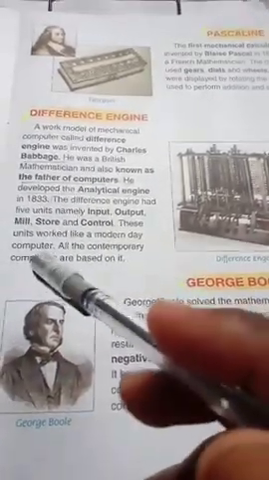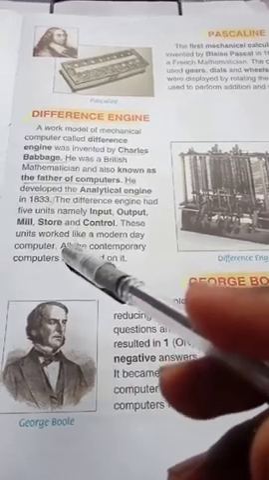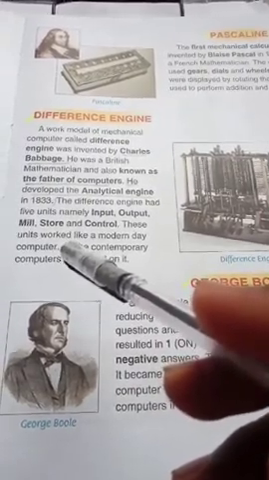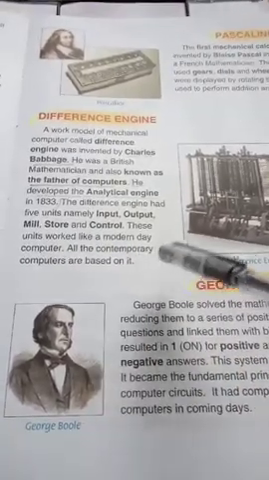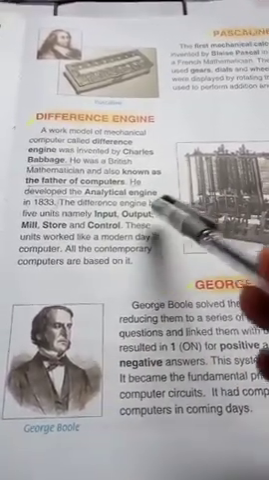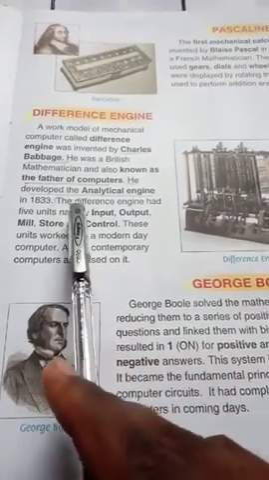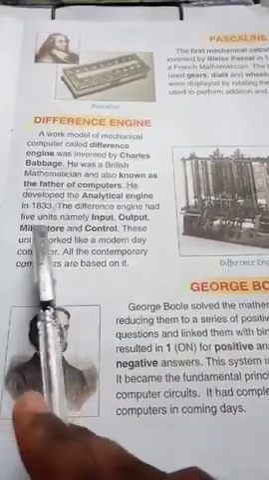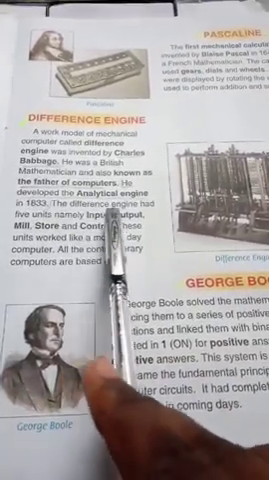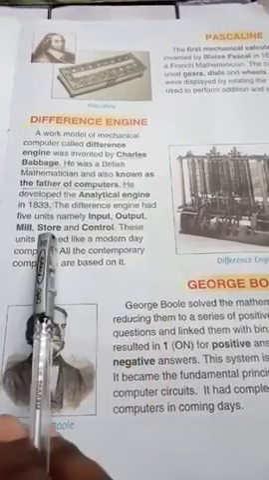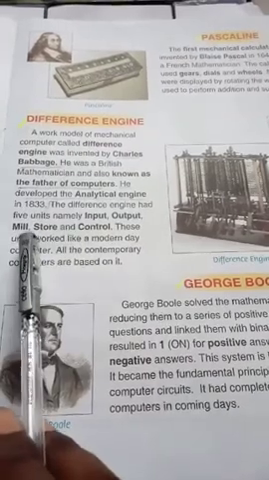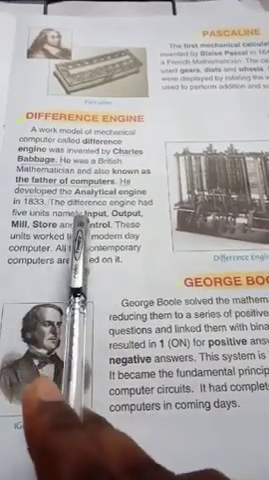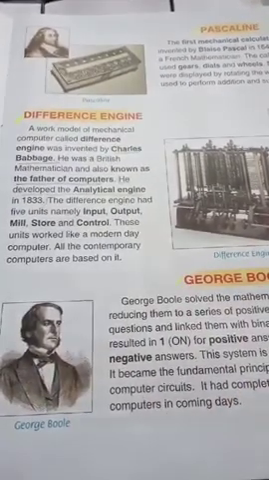The basic structure of the analytical engine was the base of today's computer design: input, output, storage. And the engine had 5 units, that were input, output, mill, store and control. These 5 are the basic units of the engine.